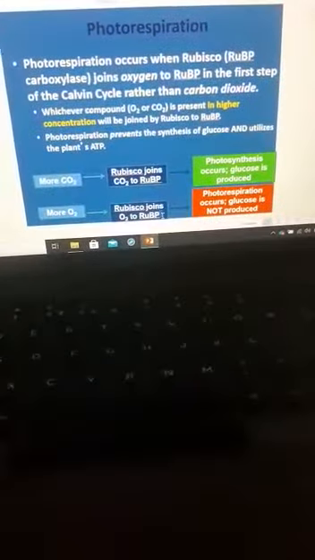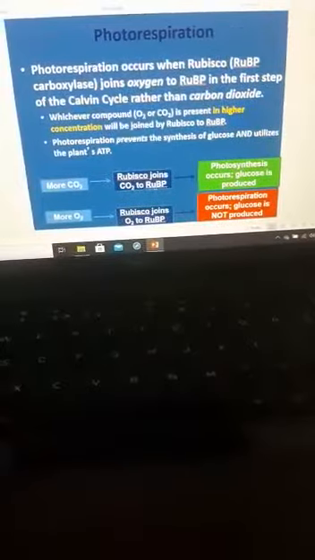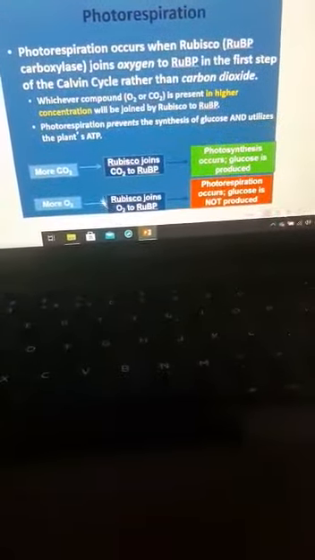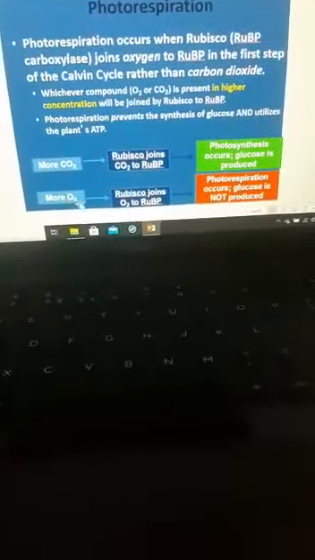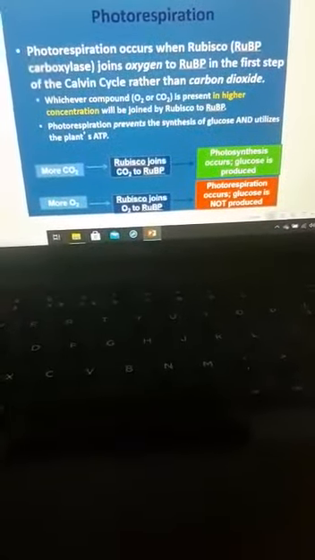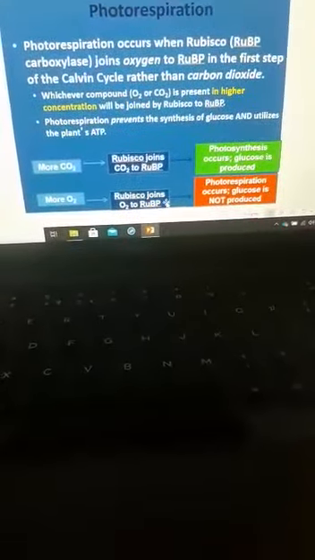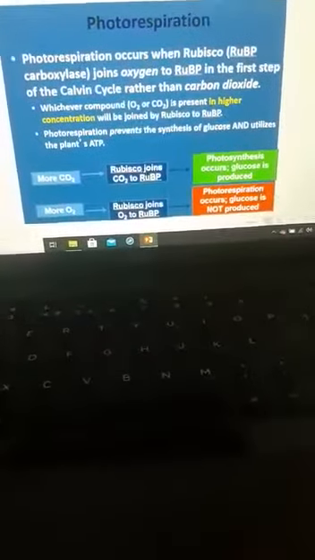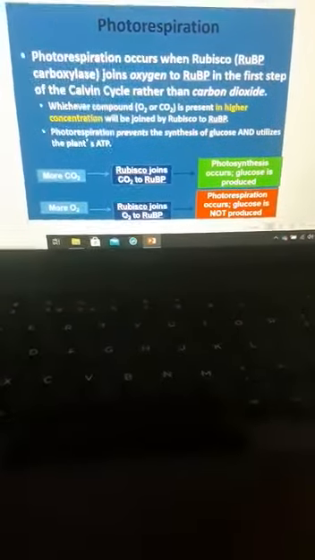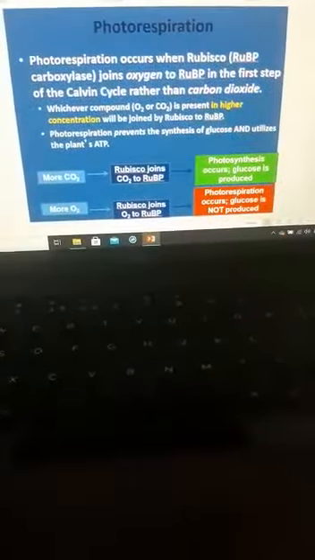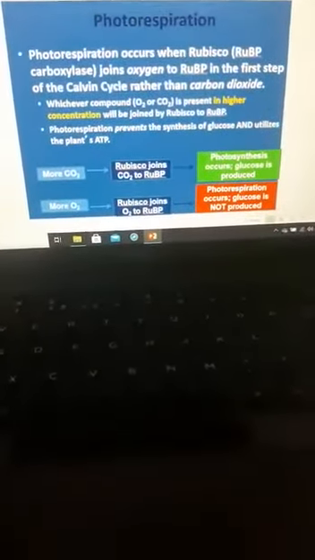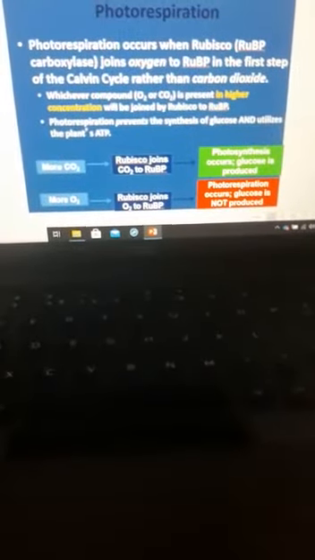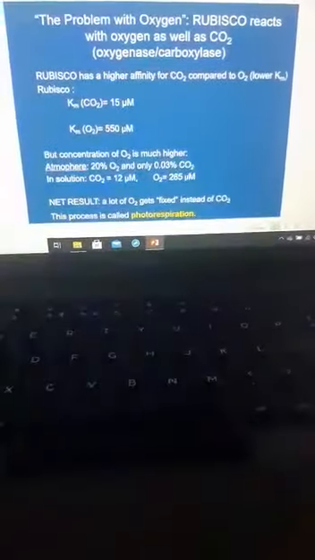So the bottom aspect, I'm not going to deal with. I've already dealt with it in the previous clip. Suffice to say, when oxygen is the one that is joined to RuBP by the same Rubisco enzyme, photorespiration starts occurring. And don't forget, whenever photorespiration is occurring, photosynthesis is not. And therefore, the synthesis of glucose is not taking place. I'm going to the next slide. That slide I'm going to skip because I dealt with it yesterday.